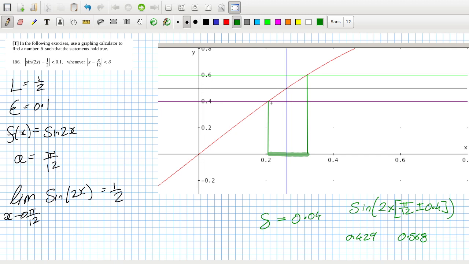Would that keep me within 0.1 of 0.5? This is less than 0.6, so we're good. And this is more than 0.4, so we're good. So yeah, that just about keeps us within the range we need. So yeah, 0.04 seems to be a value that will do the job here, to get us within 0.1 of the limit. So yeah, okay, that's fine.